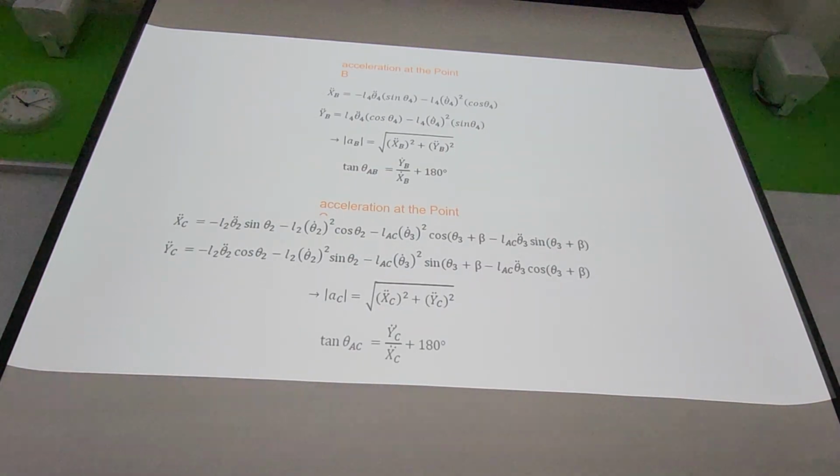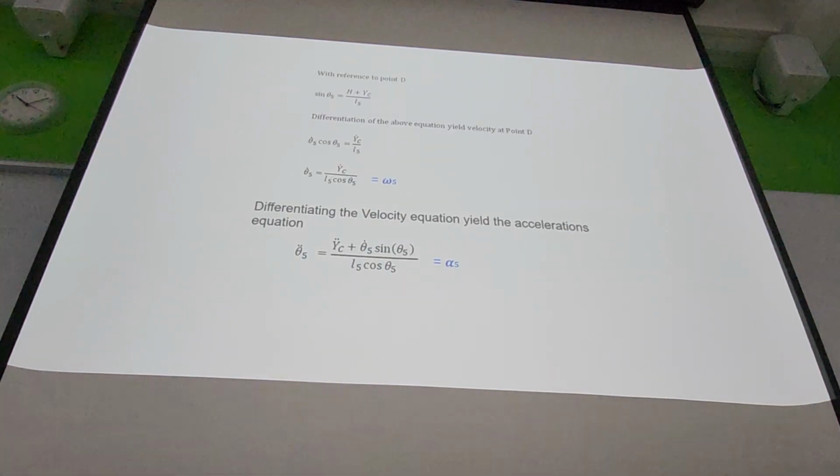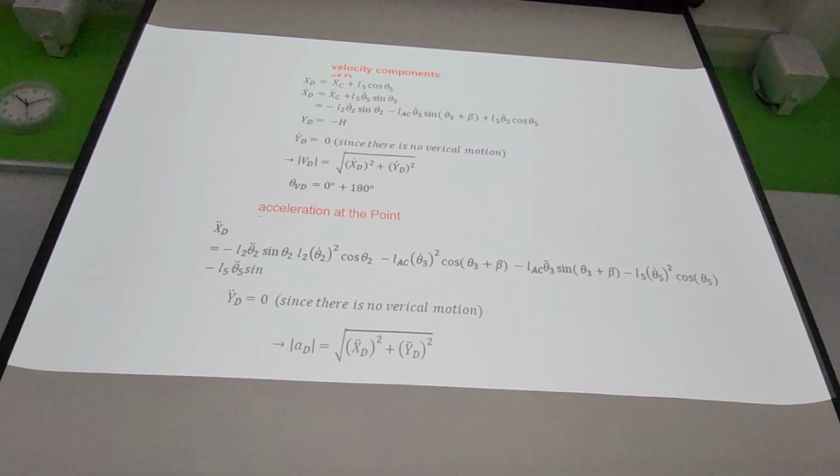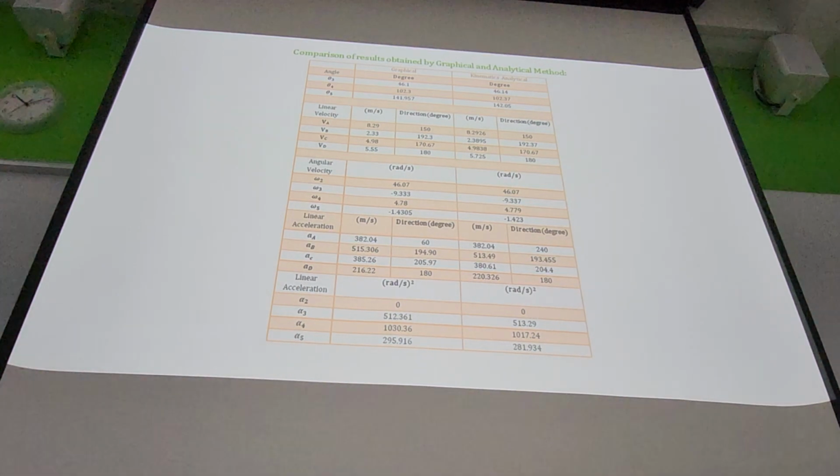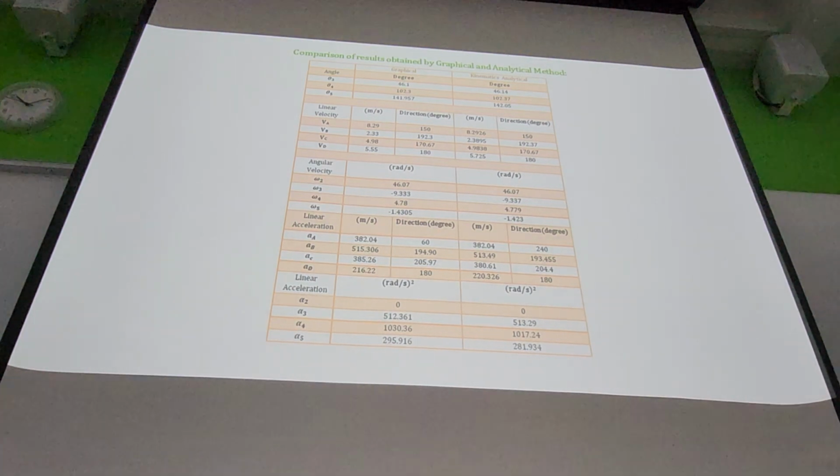Next, to move on to acceleration. So, omega 5 calculation, alpha 5 calculation. After there are many calculations, you need to finally show this type of table. Okay, so here comparison of results by graphical and analytical methods. So graphical, what is that you got? Okay, analytical, what is your calculation? So analytical means using the equations.